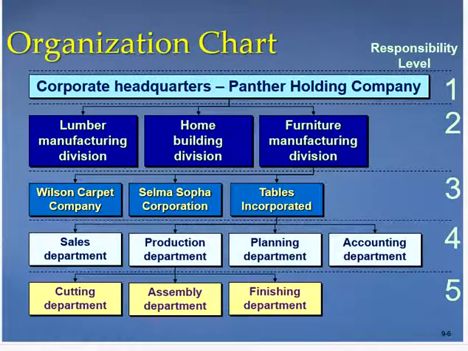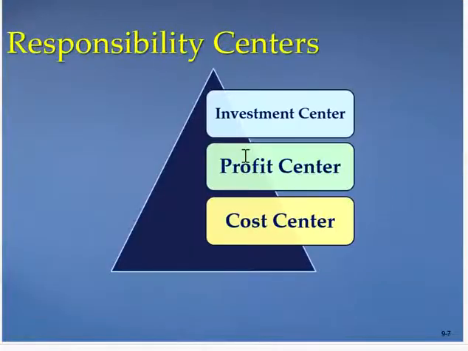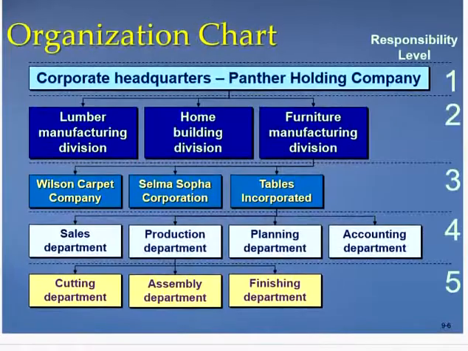Okay, moving to our next slide, responsibility center. Now those responsibility centers basically can be subdivided into three categories. We call them investment center, profit center, and cost center. Now a cost center basically is a unit which is responsible for costs.